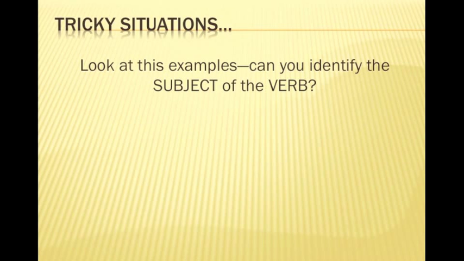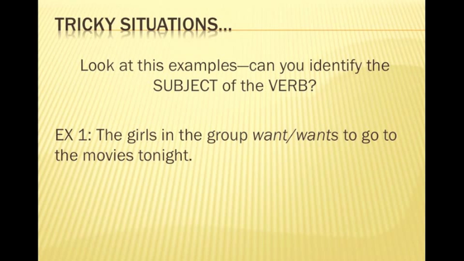So let's look at a couple of tricky situations here. First off, can you identify the subject of the verb? Well, look at our first example. The girls in the group, and then we have two choices, either want or wants to go to the movies tonight. Now, again, one of the things we talked about was location. Well, it seems that the location, the noun that's closest or closer to the verb would actually be the word group. And this could be very confusing sometimes when we think of just a simple location idea.